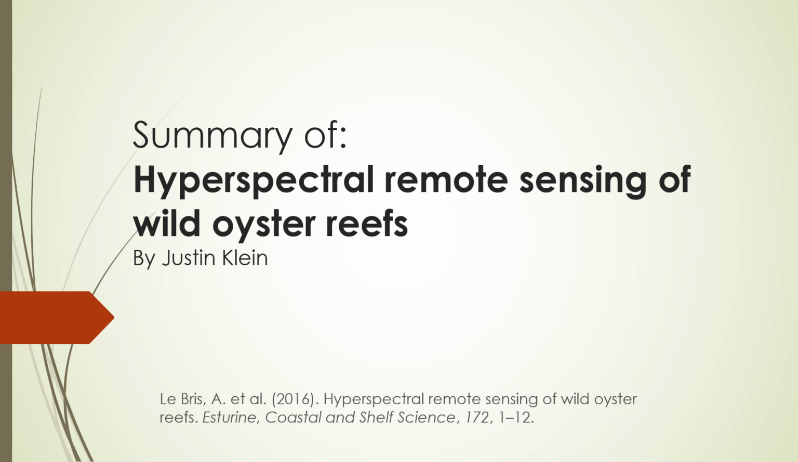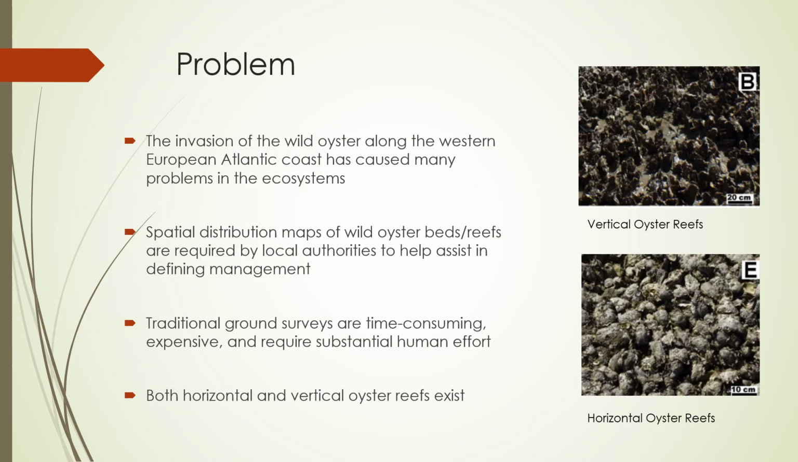Hyperspectral Remote Sensing of Wild Oyster Reefs. So in this study, they were investigating the invasion of the wild oyster along the western European Atlantic coast, which has caused many problems in ecosystems. It's considered an invasive species and a trophic competitor to the cultivated conspecific oyster, which you can imagine gives many oyster farmers a headache. Also, in these areas, spatial distribution maps of wild oyster beds are required by local authorities to help assist in defining management strategy each season.